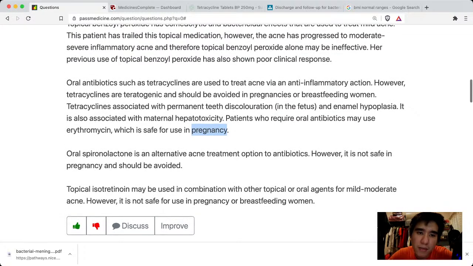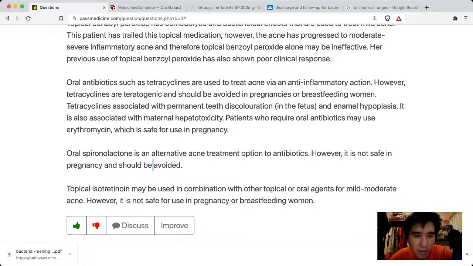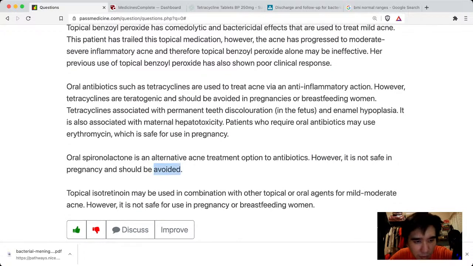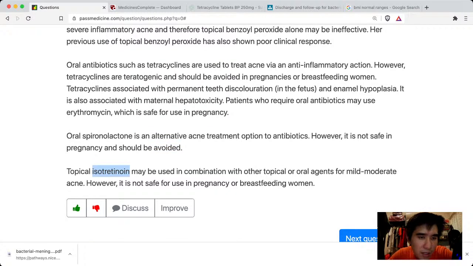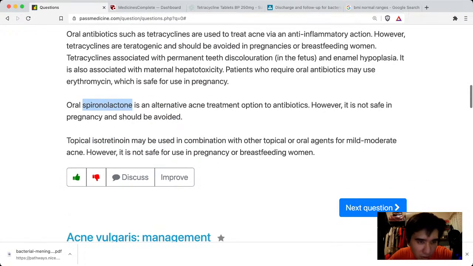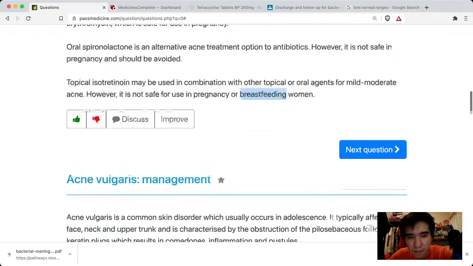So erythromycin works for acne as well, huh? Oral spironolactone is an alternative acne treatment option to antibiotics. However, it's not safe in pregnancy. Yes, renal problems, right? Should be avoided. I didn't know that spironolactone can be used. Topical isotretinoin may be used in combination with other topical or oral agents for mild to moderate acne. However, it's not safe for use in pregnancy or breastfeeding women.